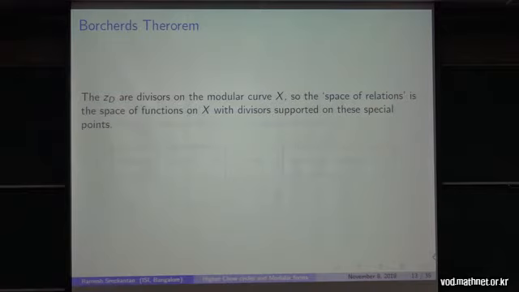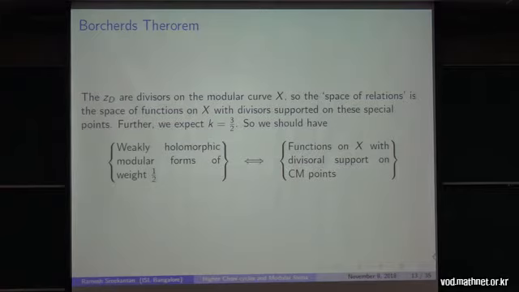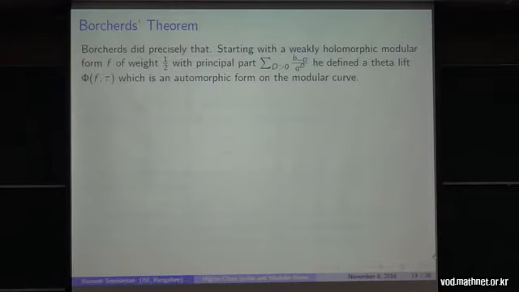So in our case, we want k equal to 3 over 2. So we should have a map or a correspondence between weakly holomorphic modular forms of weight 3 over 2 and functions on X with divisorial support on the CM points. And that's what Borcherds did.